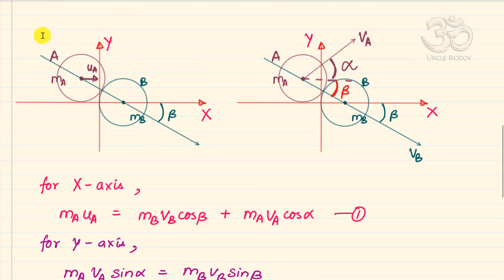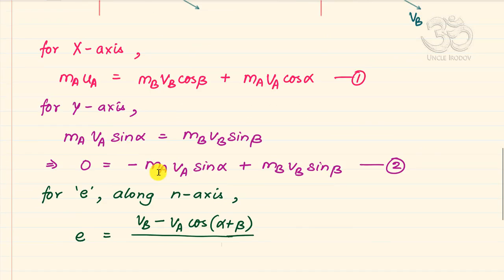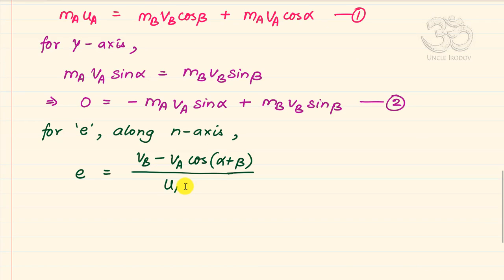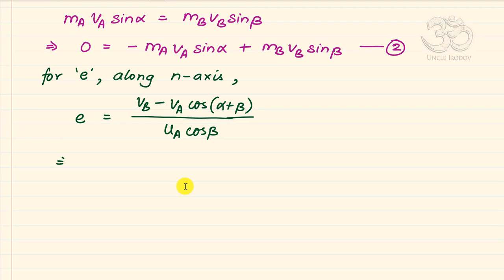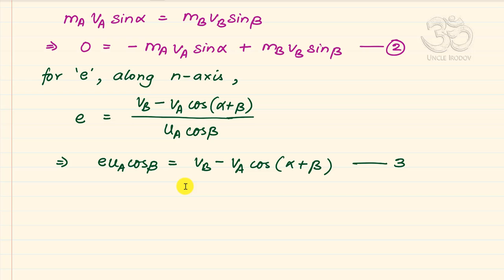and the speed of approach. Let me go to whatever happens before the collision, and A approaches B along this green line with a speed of UA cos beta. So here I should have UA cos beta, and this will give me e UA cos beta is equal to VB minus VA cos of alpha plus beta, and this is equation number 3.